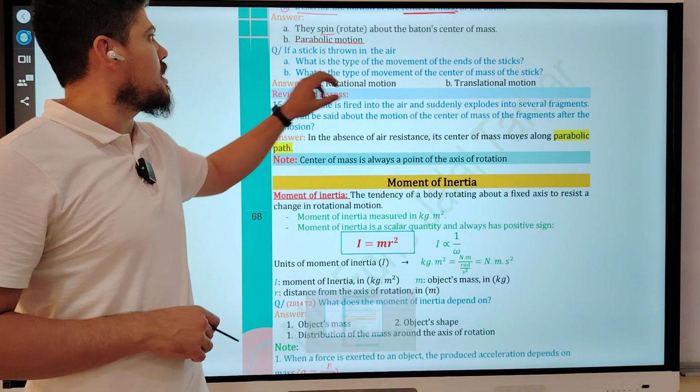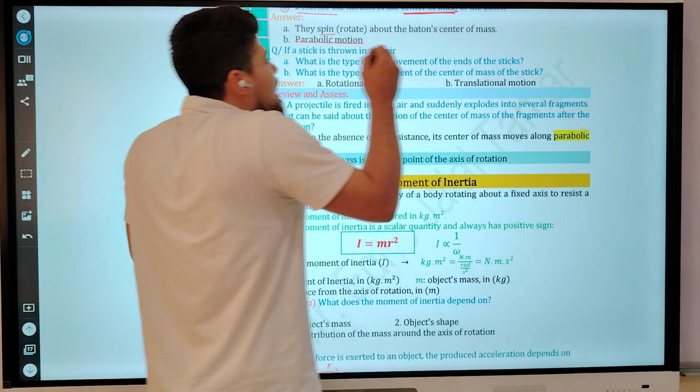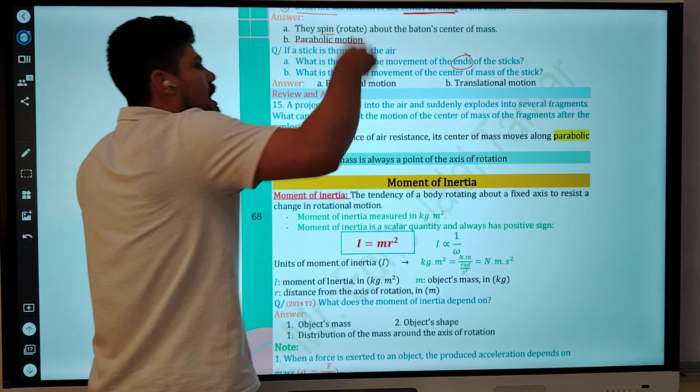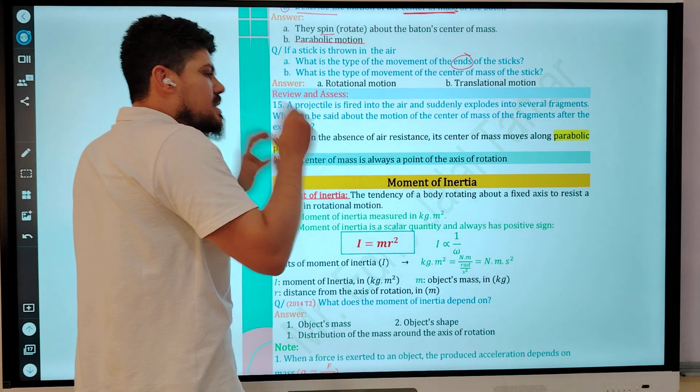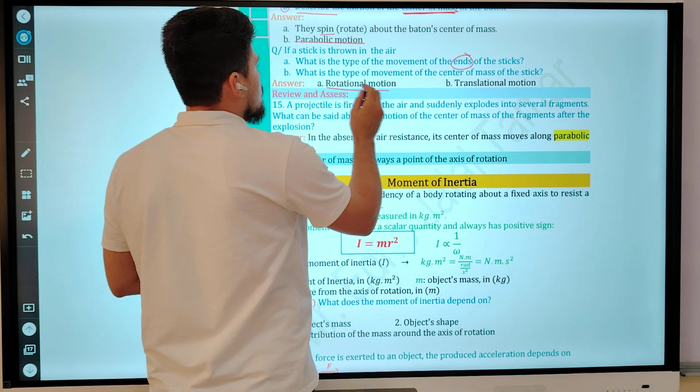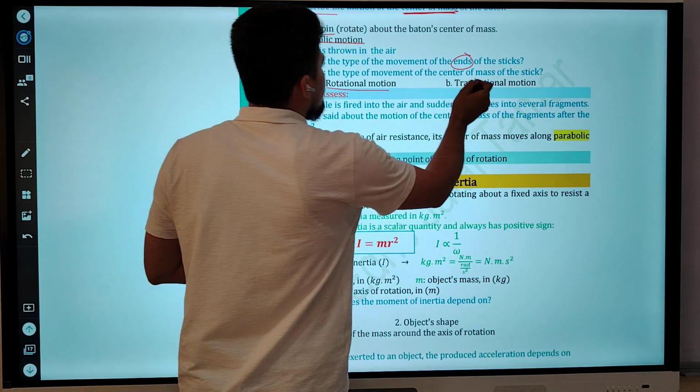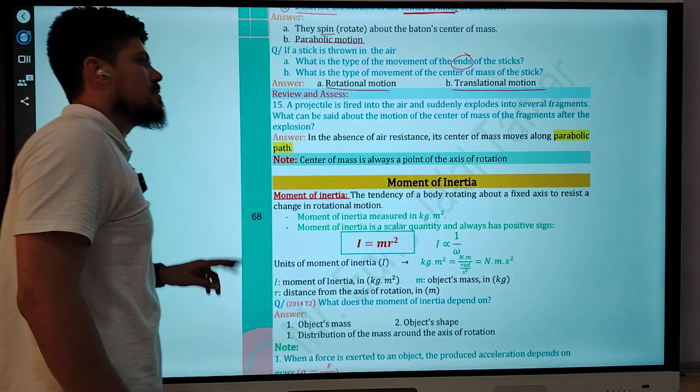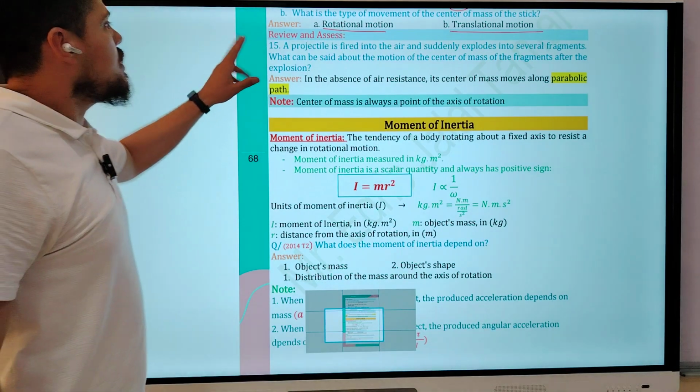If a stick is thrown into the air, what is the type of movement of the ends? The ends are always rotating around the center of mass: rotational motion. What is the type of movement of the center? Translational motion. Okay? Question 15.